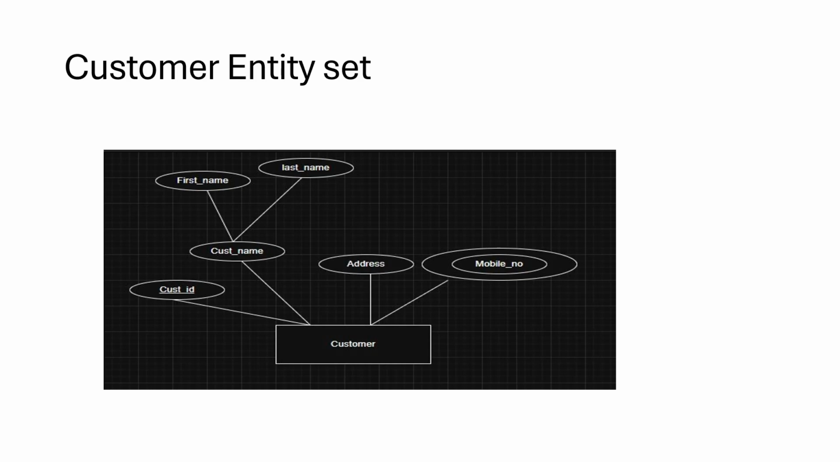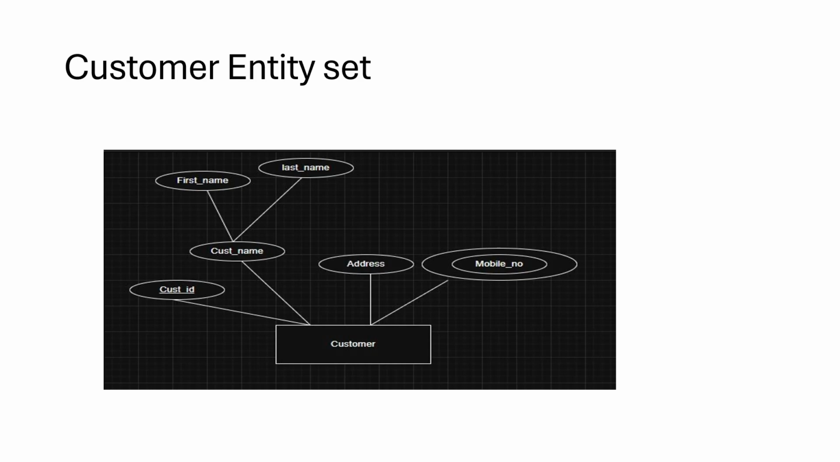Consider this simple diagram where a customer entity set has different properties: customer ID, customer name. Customer name is divided into two subparts, first name and last name, then address, and the customer has many phone numbers. This phone number, mobile number, is represented as a multi-valued attribute. In the above diagram, the name attribute is divided into two parts, though we can have three parts also, with middle name. In this case, we cannot construct a column which has sub-columns.